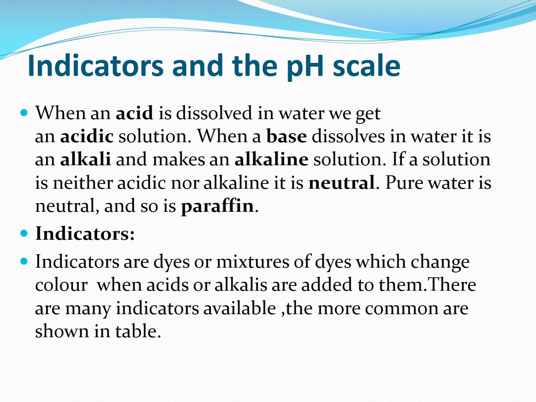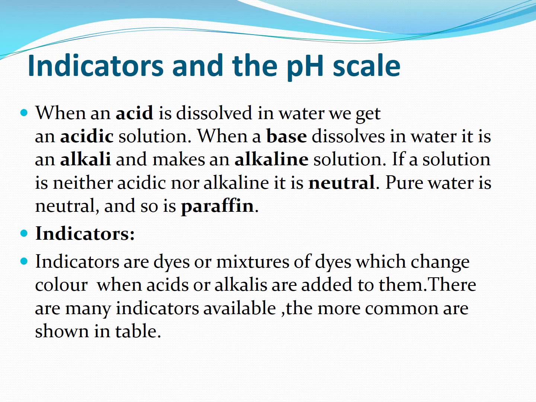Now let's start the topic, indicators and the pH scale. We know that when an acid is dissolved in water, we get an acidic solution. When a base dissolves in water, it is an alkali and makes an alkaline solution. If a solution is neither acidic nor alkaline, it is neutral. You know that pure water is neutral, and so is paraffin.